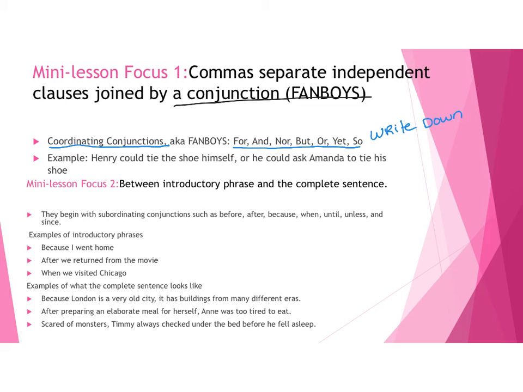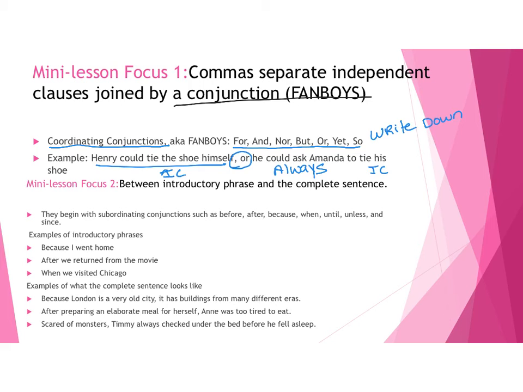When you're combining two sentences with a fanboy, you always have to have a comma. You always have to have a comma when combining two complete sentences. Henry could tie the shoe himself. Complete sentence. Comma, fanboy. He could ask Amanda to tie his shoe. Complete sentence. Comma, fanboy. Always have to have comma, fanboy.